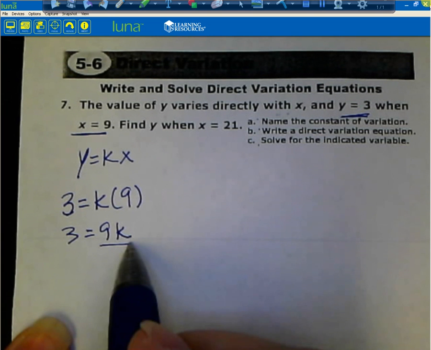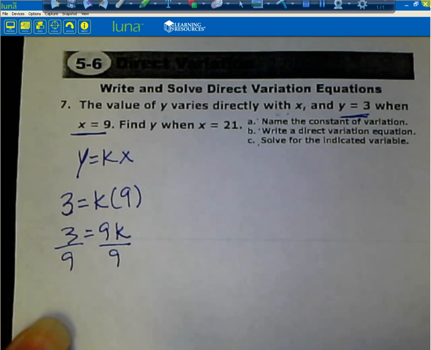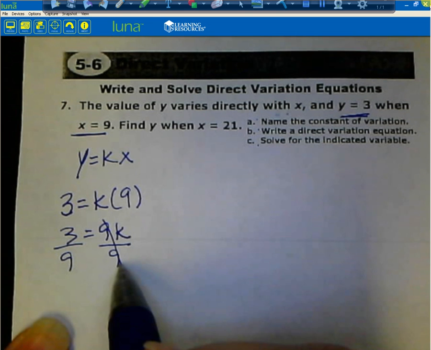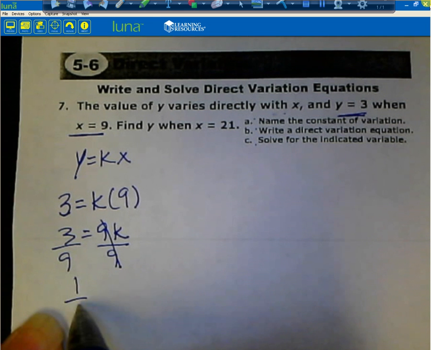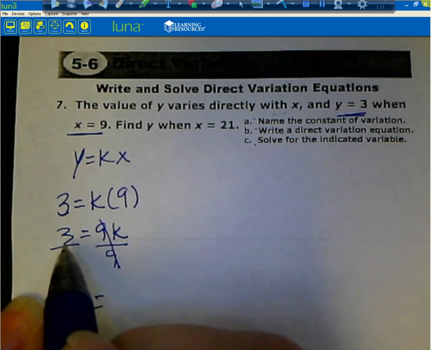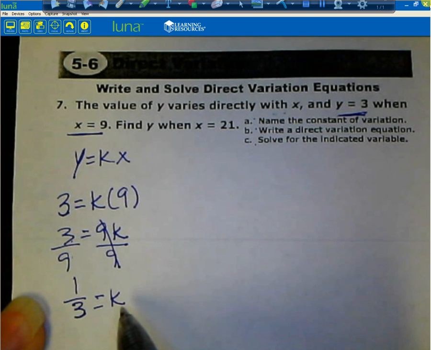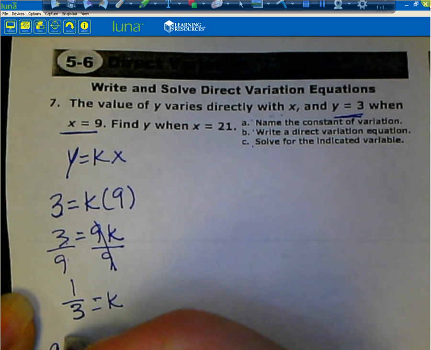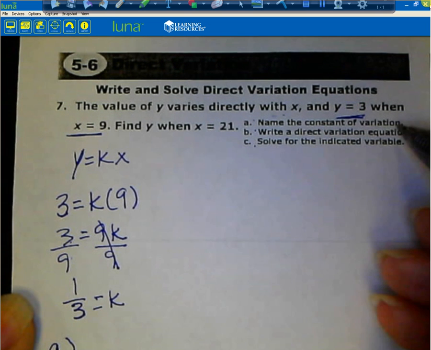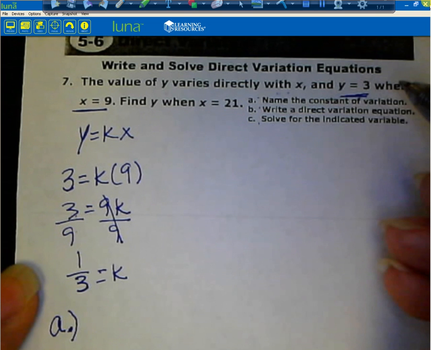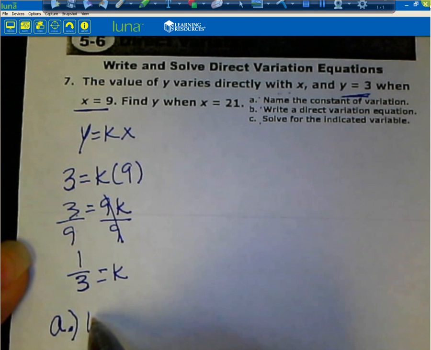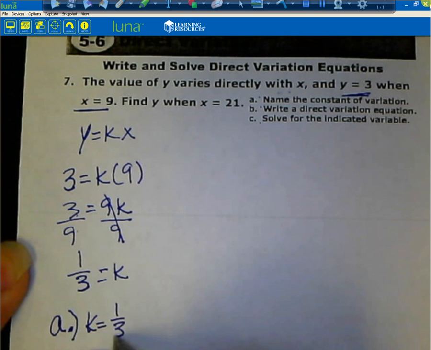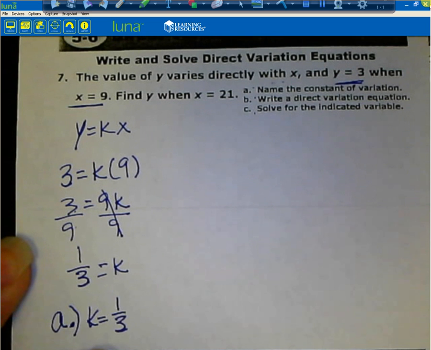And that's just telling me that I have to divide both sides of the equation by 9 in order to get the k by itself and to solve for k. So these 9's cancel, and this gives me 1 over 3. It reduces down to 1 over 3 equals k. So that is my A. Part A said, name the constant of variation. So I'm going to name the constant of variation k equals 1 over 3. That is my constant of variation.